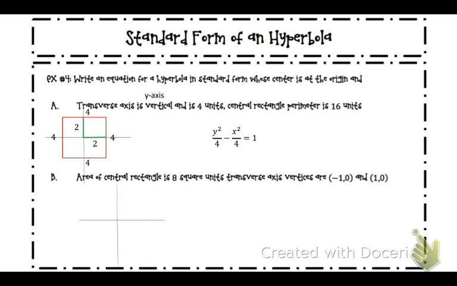Okay? Now, area of the central rectangle is 8 square units, and we have vertices at -1, 0, and at 1, 0. That means that that distance is 2. We know that the area is 8, so that length right there, the height, has to be 4, because area is length times width. So that small distance right there is 1. That larger distance is not that much larger, it's only 2. So my equation is x squared over 1 minus y squared over 4, and that equals 1.